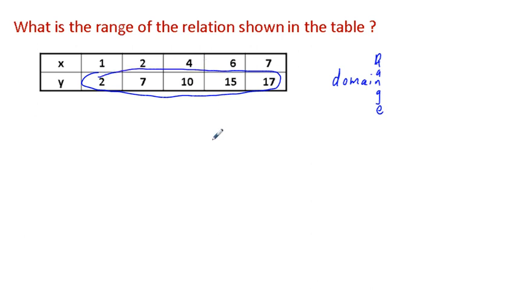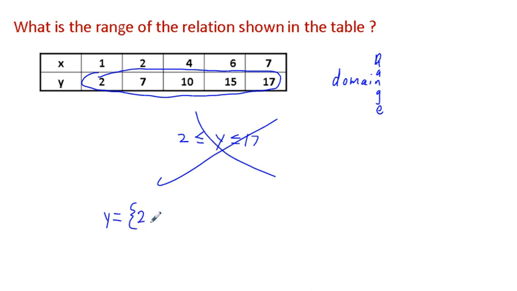Now, if you wrote y is greater than or equal to 2, but less than or equal to 17, this would be absolutely wrong because we're talking about individual values. So the range is going to be represented by y equals, and the easiest way to do this is in set notation: 2, 7, 10, individual, discrete data. And I'm thinking on your test, you're going to have maybe a multiple choice opportunity to consider. So that would be it.